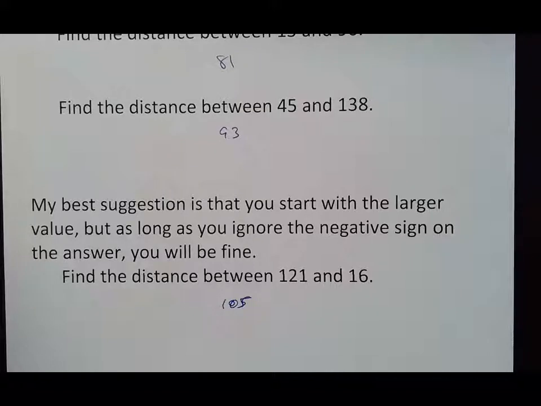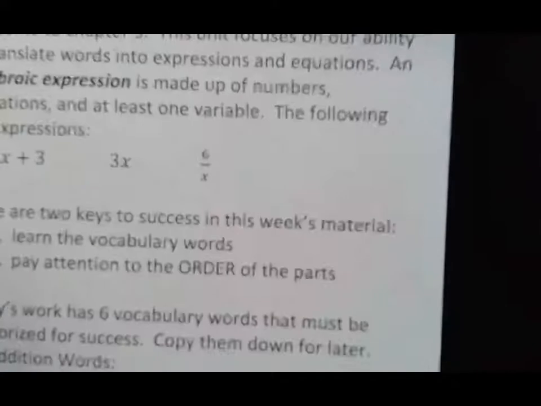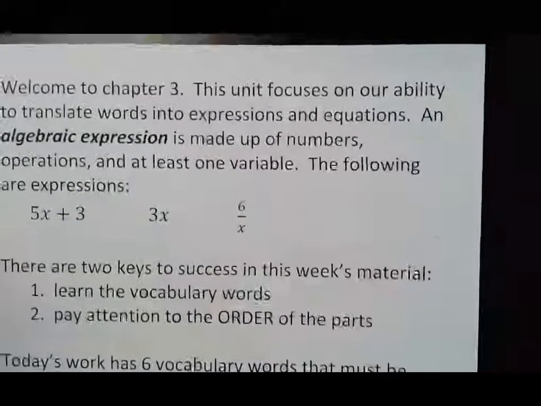Now, that's not whenever you're solving or evaluating like we did in the last few chapters. But in terms of distance, what is a negative 5 miles? What is a negative 6 feet? They really don't exist. So in that case, you usually ignore the negative and just go with the number that's there.